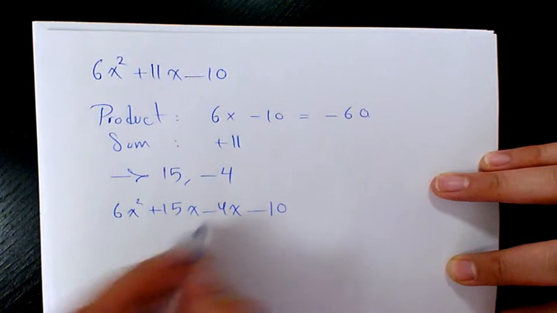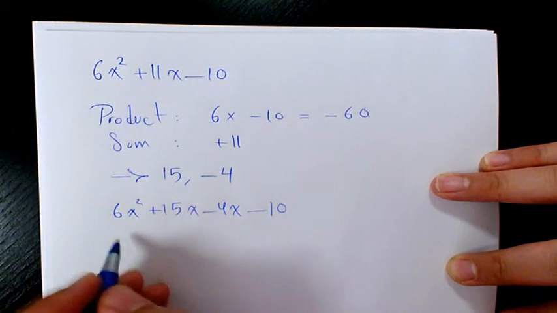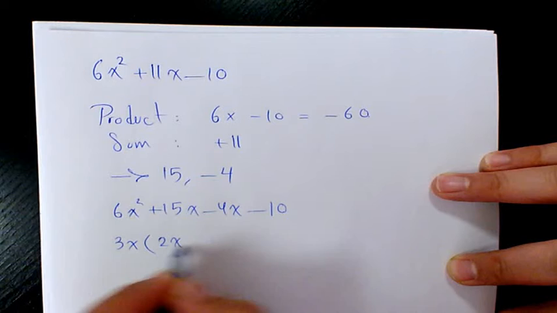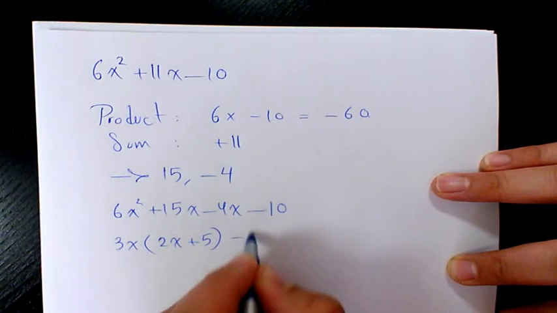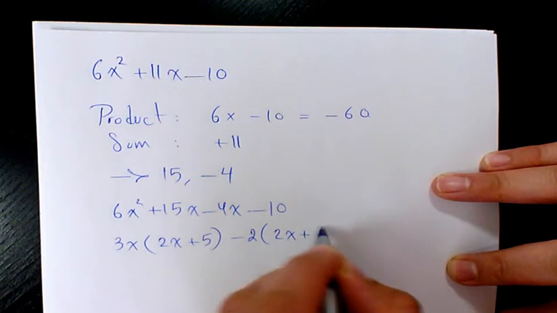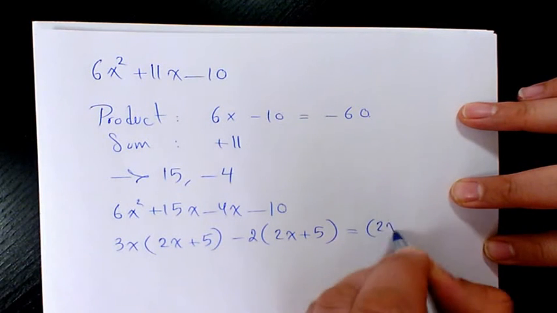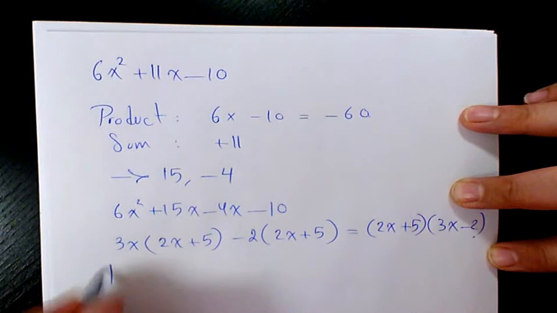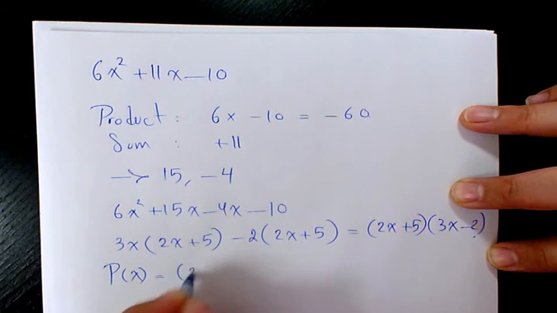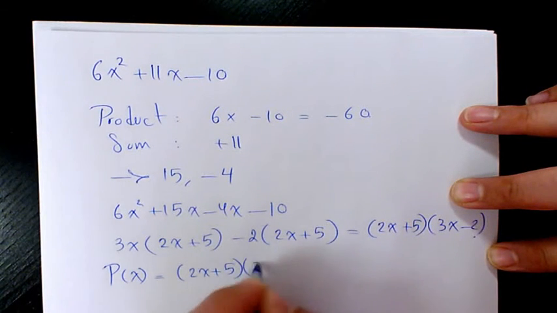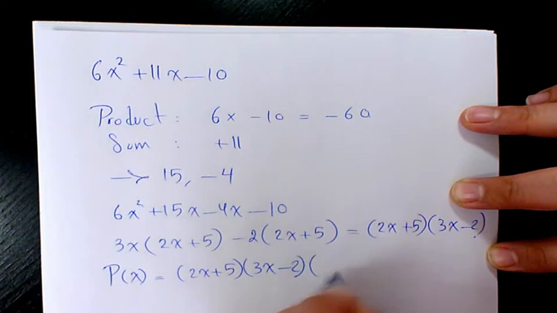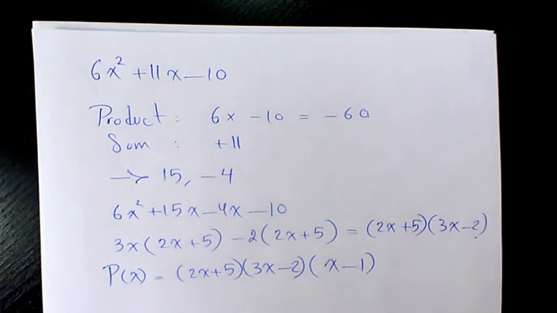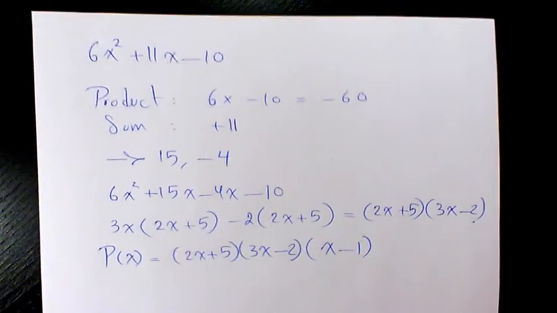When you factor it by grouping, here I can factor 3x from here, so 2x plus 5. And I factor negative 2, 2x plus 5. Then I factor 2x plus 5, and here 3x minus 2. The expression is going to be 2x plus 5 times 3x minus 2 times, we had already, x minus 1. So this is going to be the factored form.